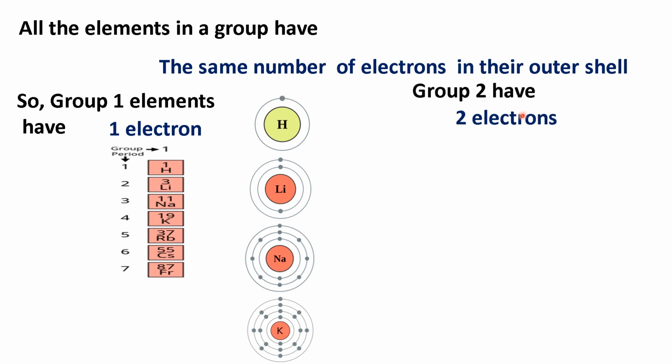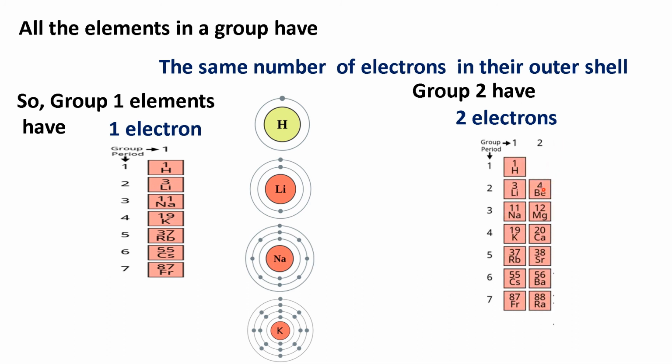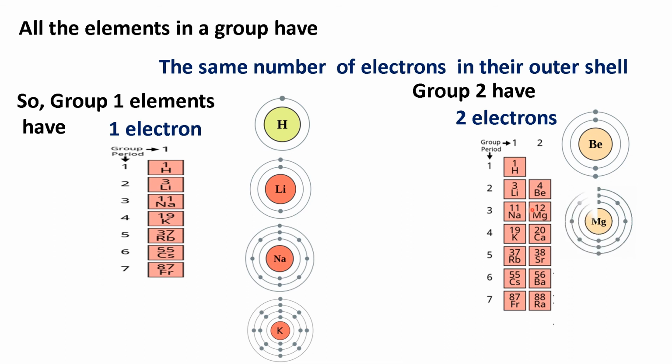Group 2 have 2 electrons. Here is group 2; this is group 1 and this is group 2. They have 2 electrons in the outer shell. For example, beryllium, magnesium, calcium. Beryllium has atomic number 4. So the number of electrons equals 4. We make the distribution of 4 electrons. The first shell is filled with 2 electrons. The second shell is filled with the 2 remaining.